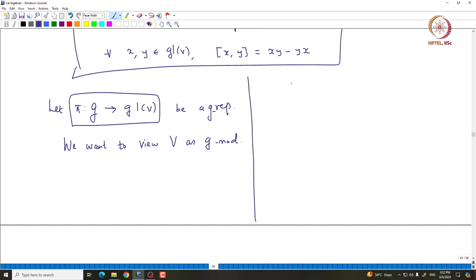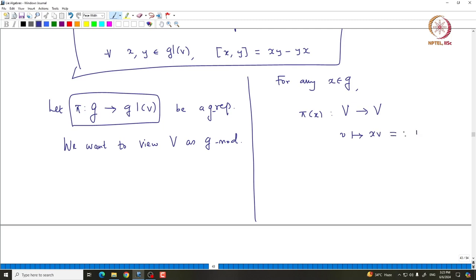For any x in G, we have pi of x, which defines a map from V to V. For simplicity, we can now forget the map pi and denote the image of a small v under pi of x by xv. This is just a notation.